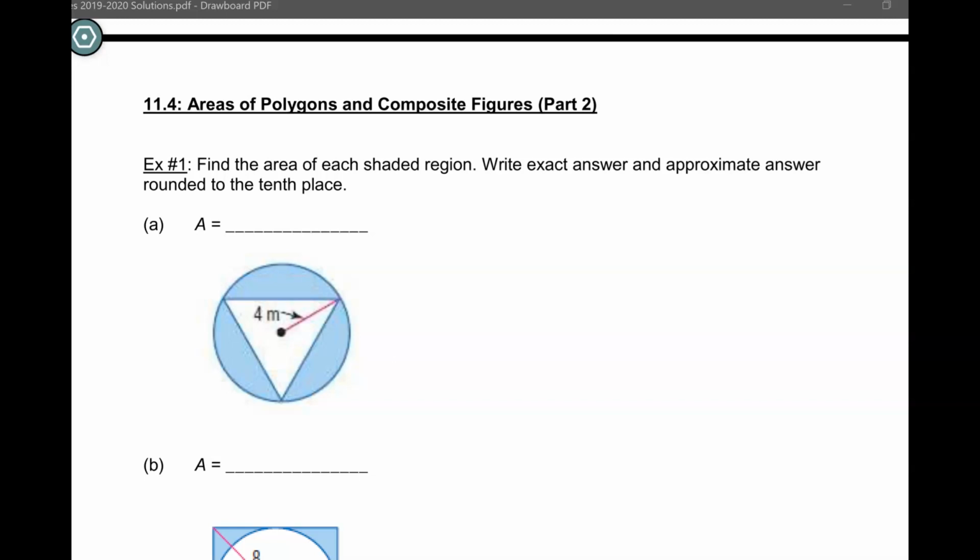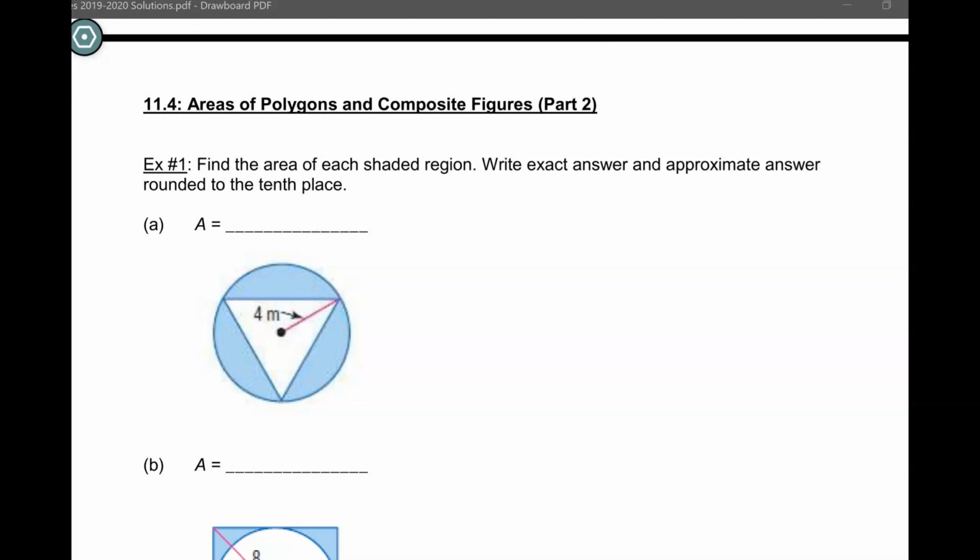Okay, so this will be the last lesson that we're going to cover for chapter 11. This is going to be a continuation of areas of regular polygons, and we're also going to do composite figures. So with areas of regular polygons, sometimes we have multiple shapes. So maybe it's inscribed in a circle and so on. And we're going to look at finding the shaded region, which we did before. For the shaded region, we're going to find the outside shape minus the shape that is unshaded. So let's take a look.